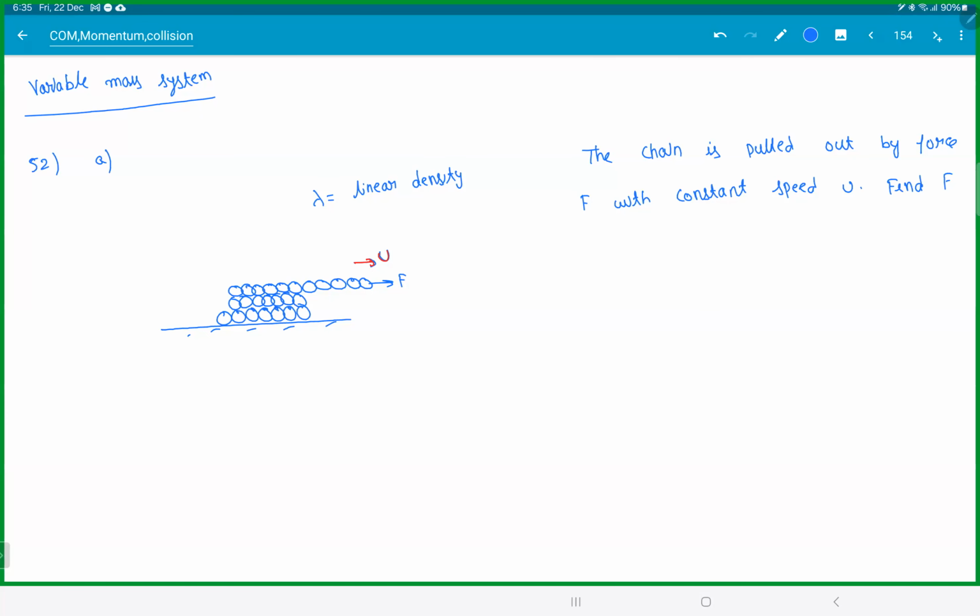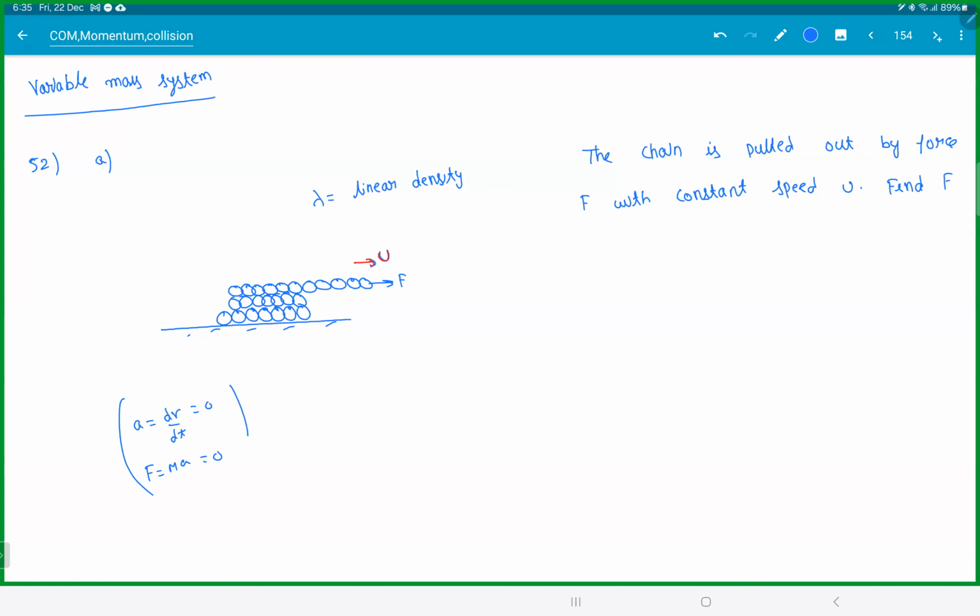I have an idea here. Since I know acceleration is dv by dt, since it is constant, it is 0, and I know F is equal to ma, so force should be 0. What do you think? Boy, what is the problem? It is such a beautiful solution. Y'all are just jealous that I got the answer easily. What do you guys think?